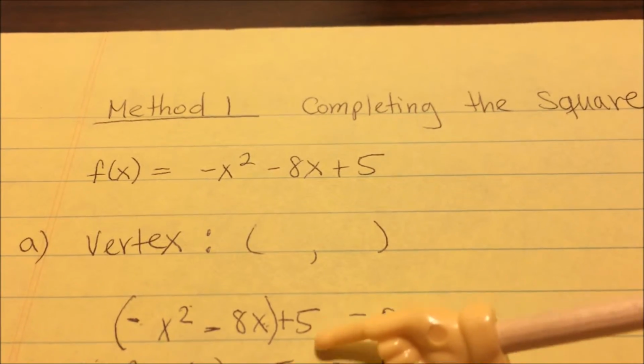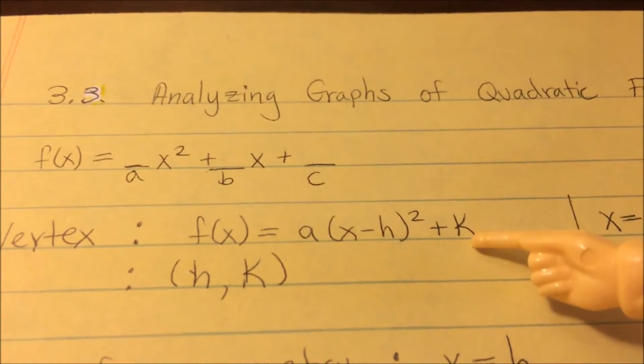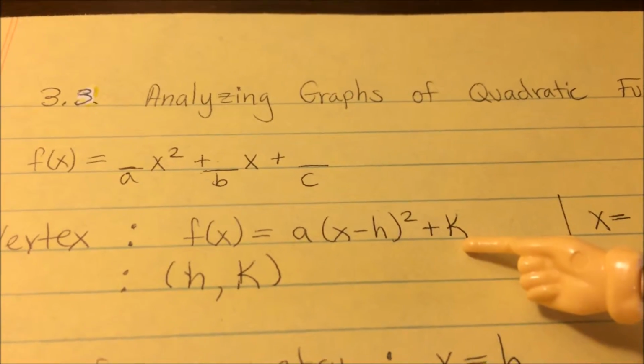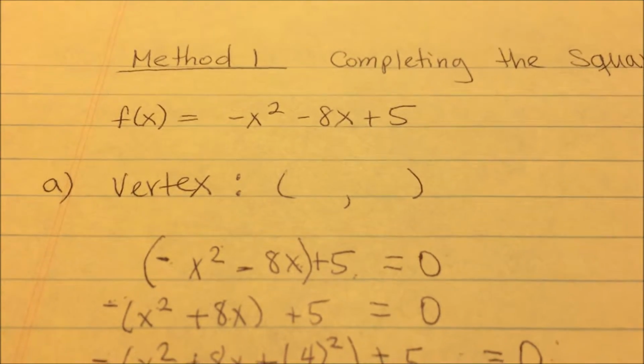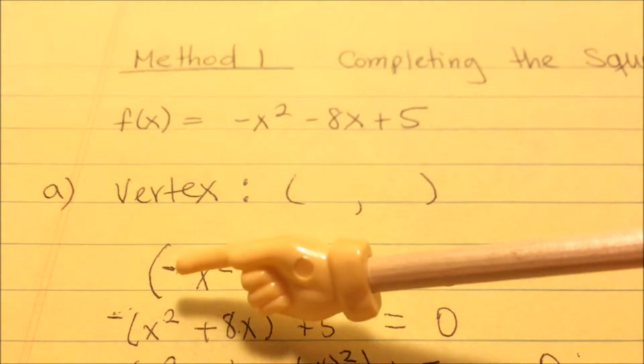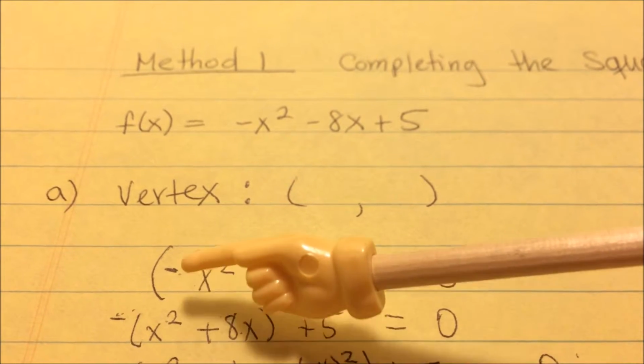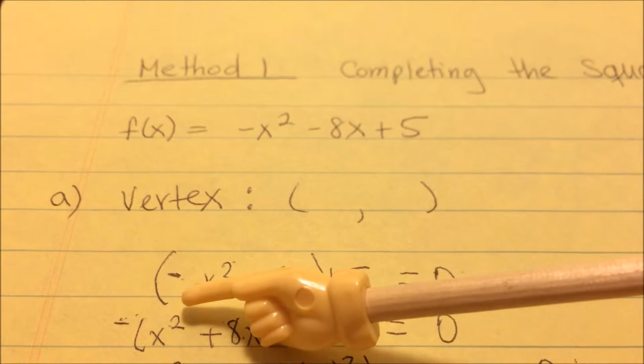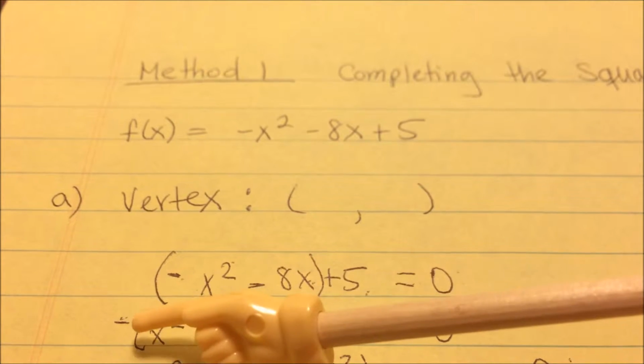The reason why I want to keep the plus 5 on the outside is, remember, going back to the formula, that's going to eventually give us this k part right there, which we need. Okay? So that's why we want to keep it out there. Then we want to factor out, because remember we said in 3.2, you cannot have a number or a sign in front of the x squared, which is the a. So since this is negative, we're going to factor it out.